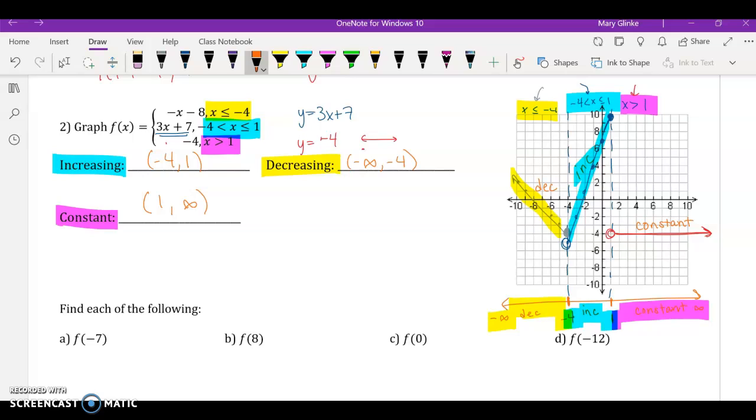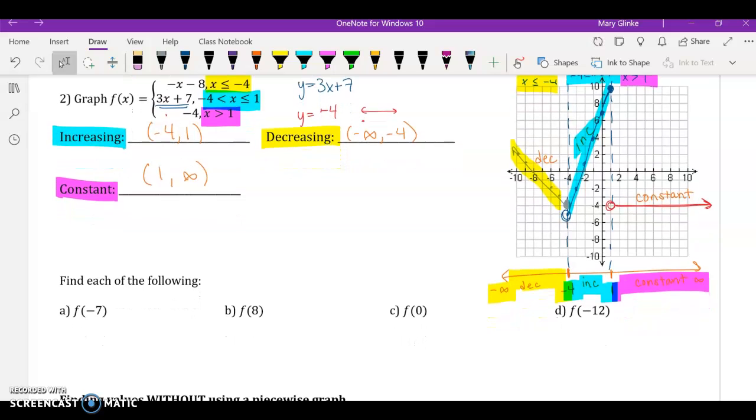As a reminder, you always use x values only and you go left to right. And you're always going to use parentheses for these because a point itself is not increasing or decreasing. It's just a point. So that's the first new application here, applying increasing, decreasing, and constant to piecewise functions.